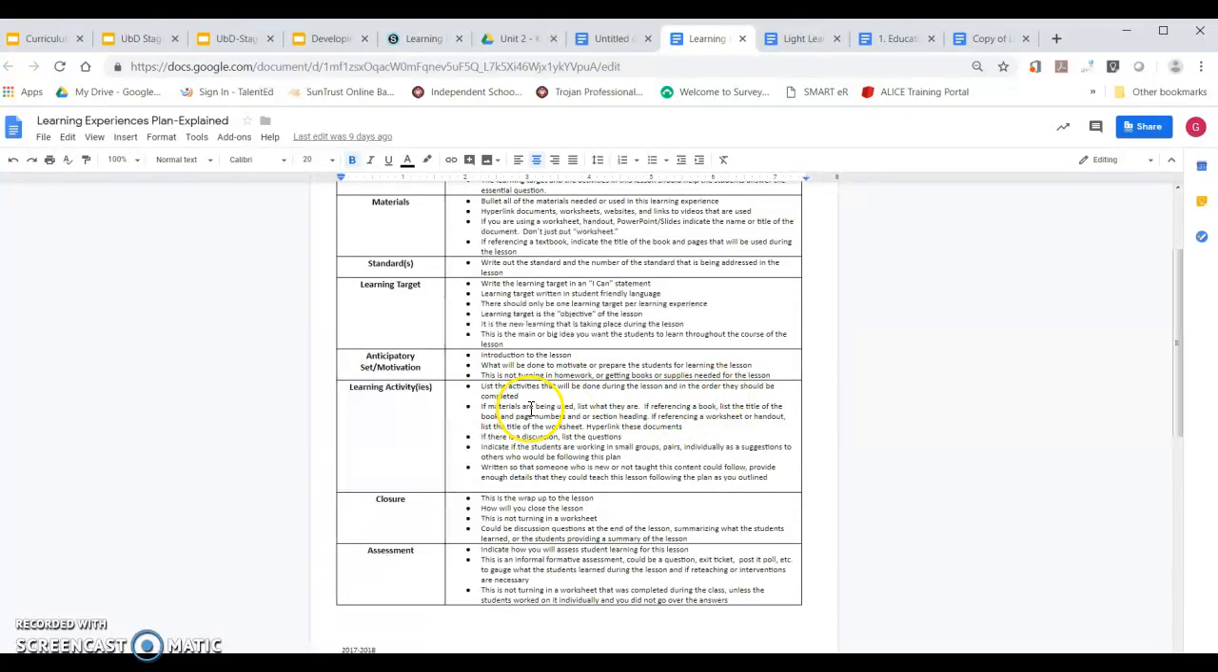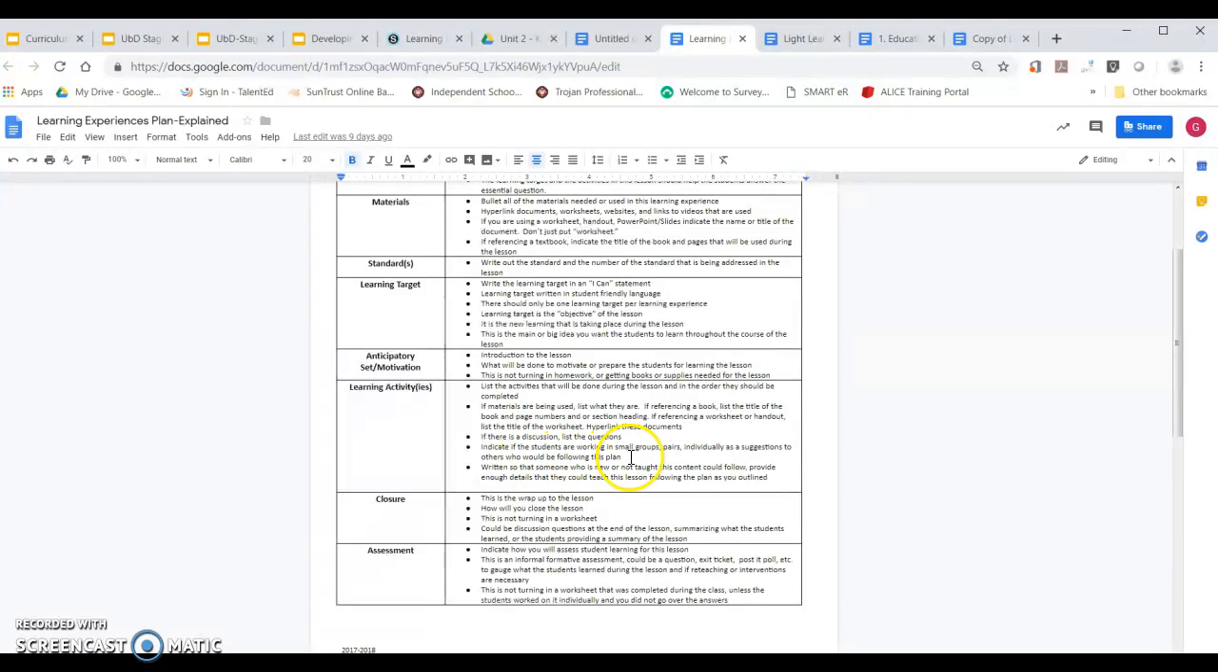Again, here, if materials are being used, what are they? If referencing a book, list the title of the book and the page numbers. If you're talking about a worksheet or a handout, put the title of it there. And then if that is something that we have electronically, we want to have it hyperlinked in here as well. If you're having a discussion, go ahead and list some questions that you could ask in that discussion.